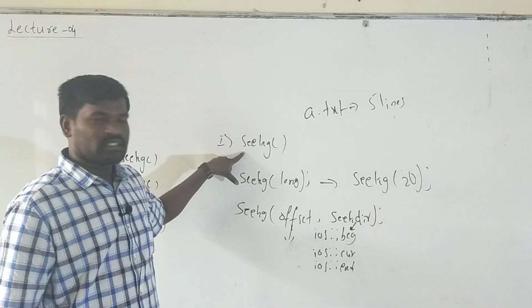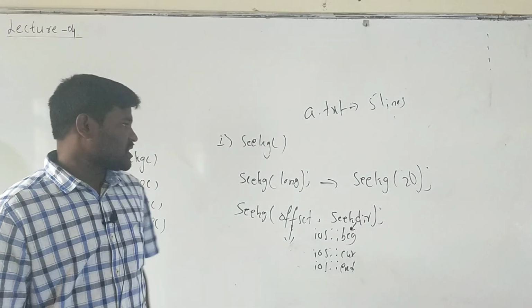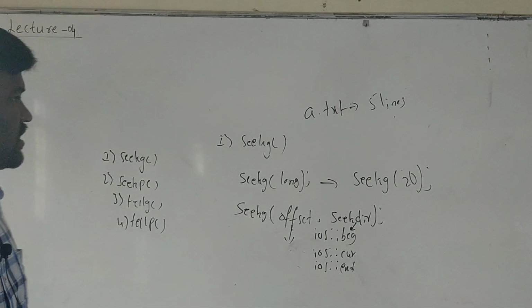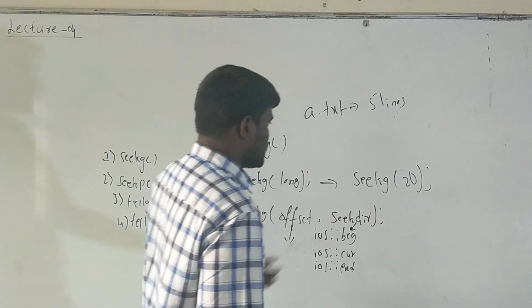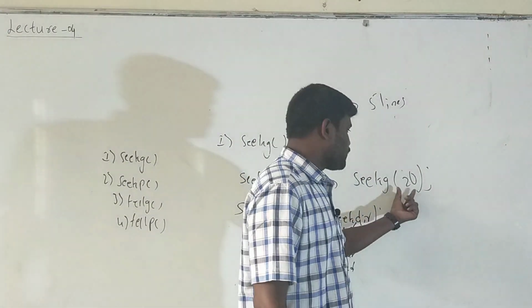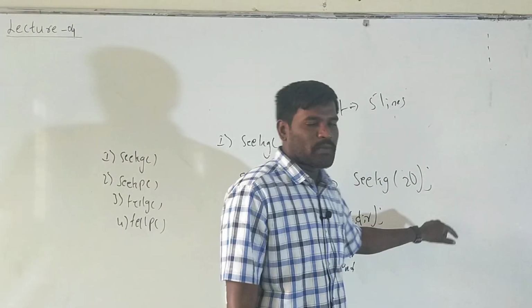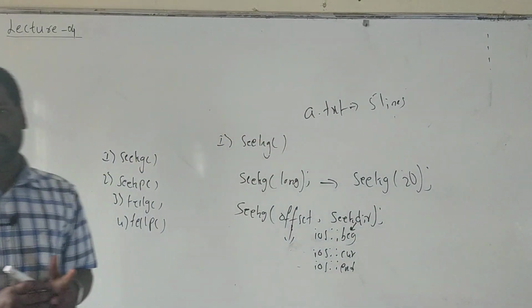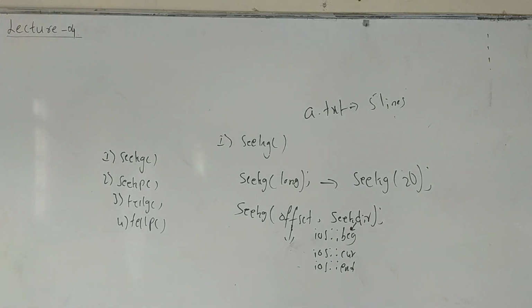Okay, so in seekg there are 2 types. First one is seekg in the bracket of long. It means that here we have to mention the position. So this position will move from the beginning of the file to the 20th byte.